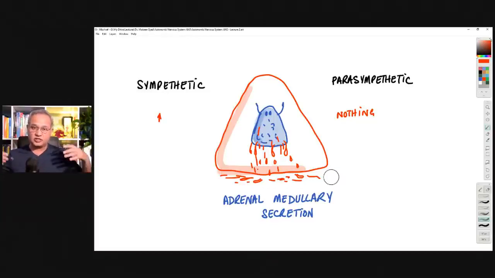do vasoconstriction and cause heart rate increase. They can increase the heart rate to double in 2-3 seconds. So that epinephrine and norepinephrine, epinephrine is primarily coming from adrenal medulla. Parasympathetic system does nothing.